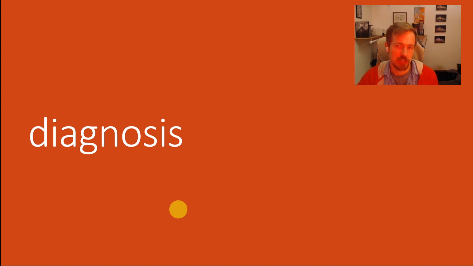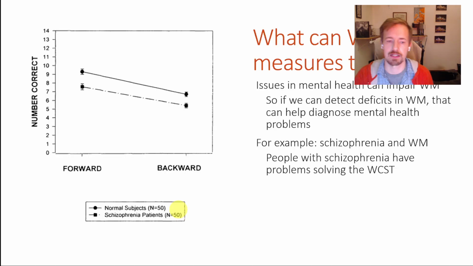All right, so let's change things up here. We're at the 30-minute mark, so let's change things up to talk about how we can use this to diagnose folks with DSM diagnoses. So let's take a quick look. Working memory measures can tell us all sorts of things about an individual's cognitive profile, let's say.